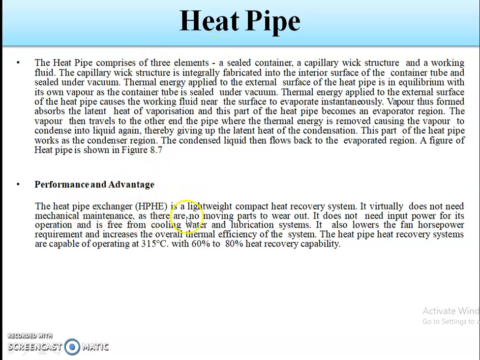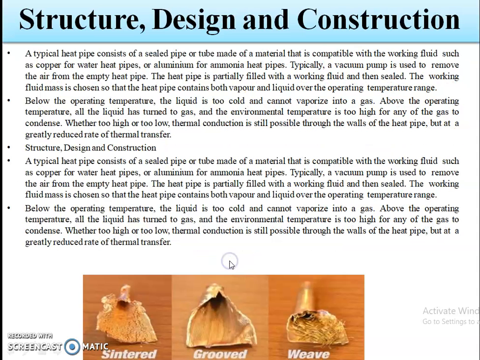The heat pipe exchanger is a lightweight, compact heat recovery system. It virtually needs no mechanical maintenance, since there are no moving parts and no wear and tear. It does not need input power for its operation, and it is free from cooling water and lubrication systems. It also lowers the fan horsepower requirement and increases the overall thermal efficiency of the system. The heat pipe heat recovery system is capable of operating at temperatures around 350 degrees Celsius. The heat recovery is in the range of 60 to 80 percent.